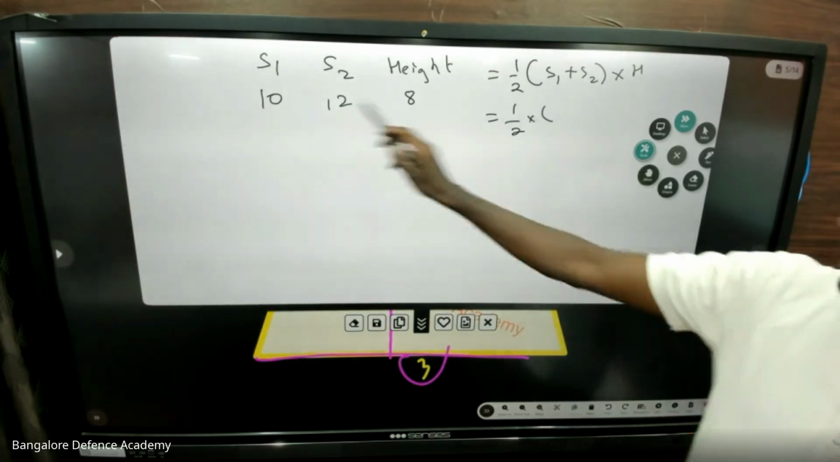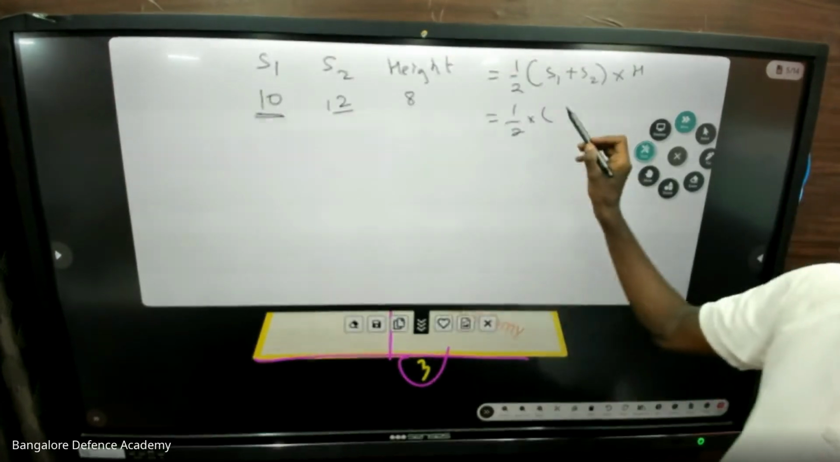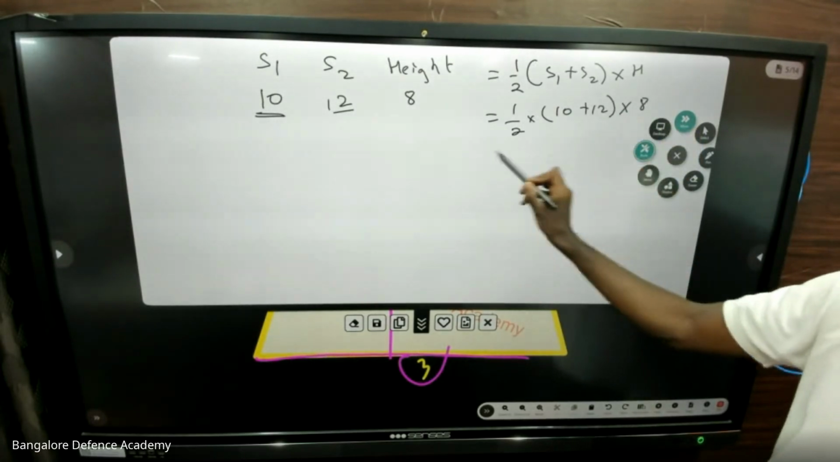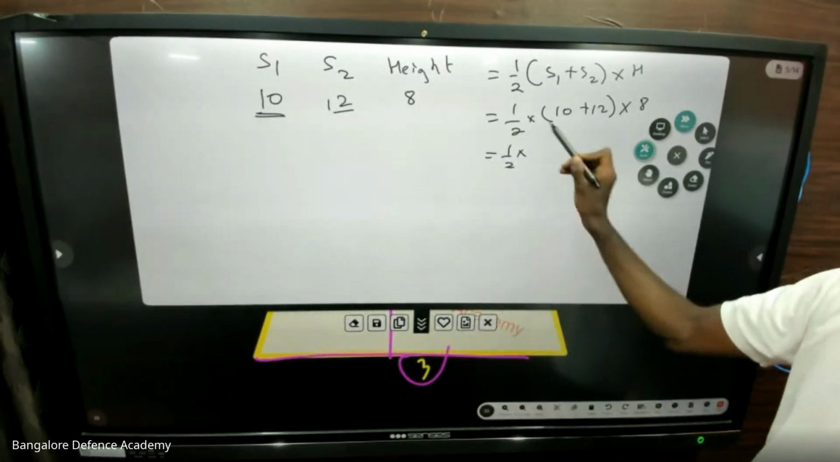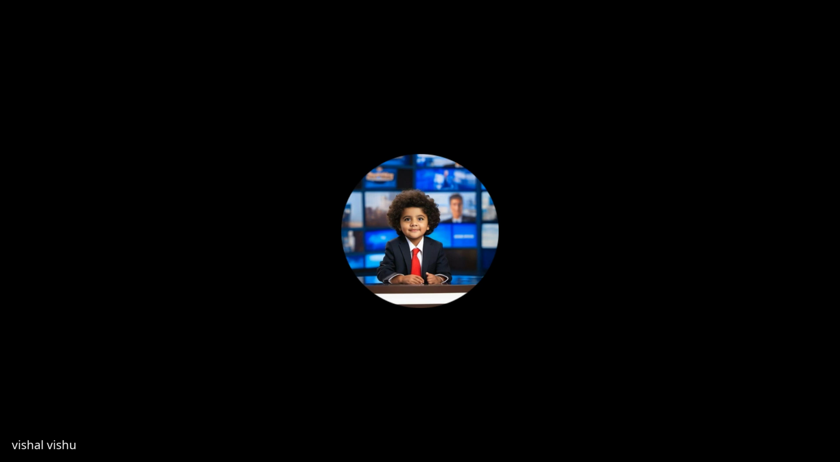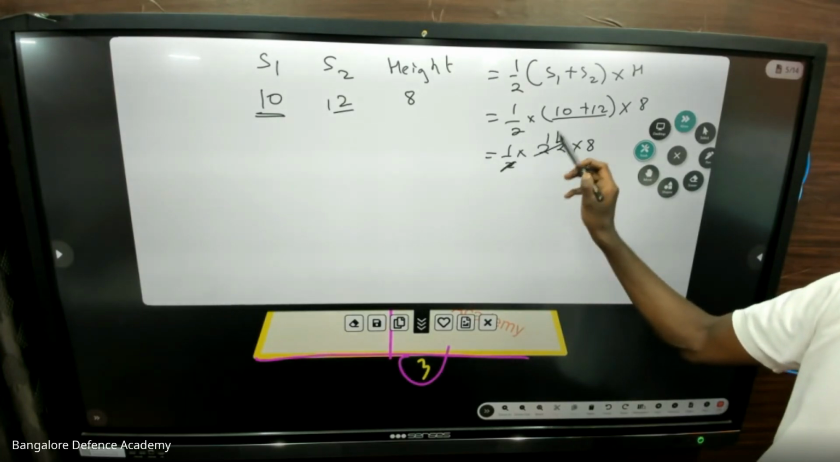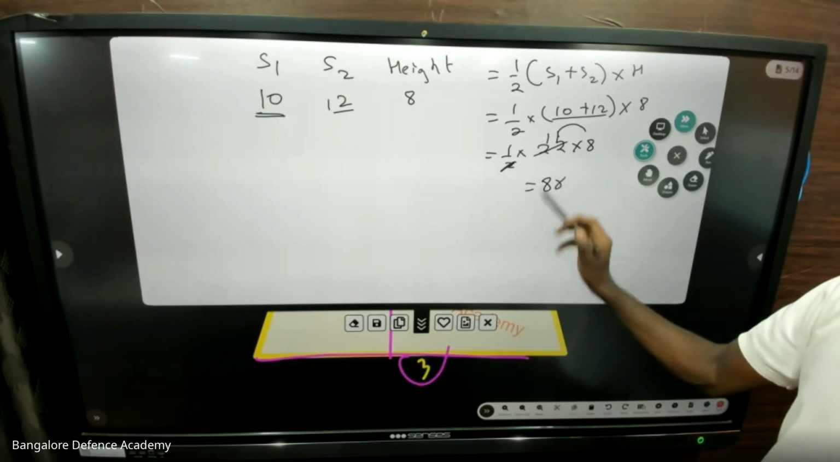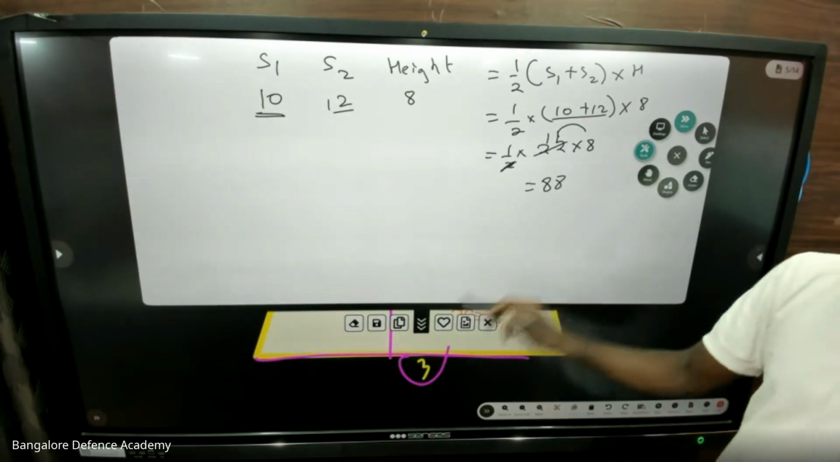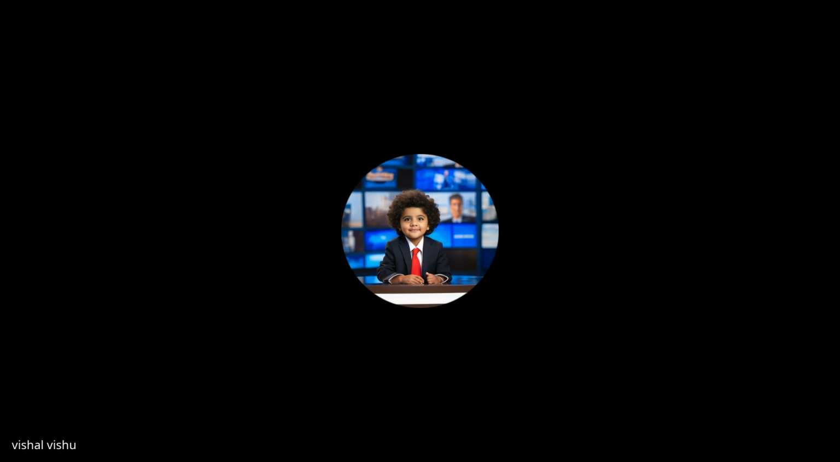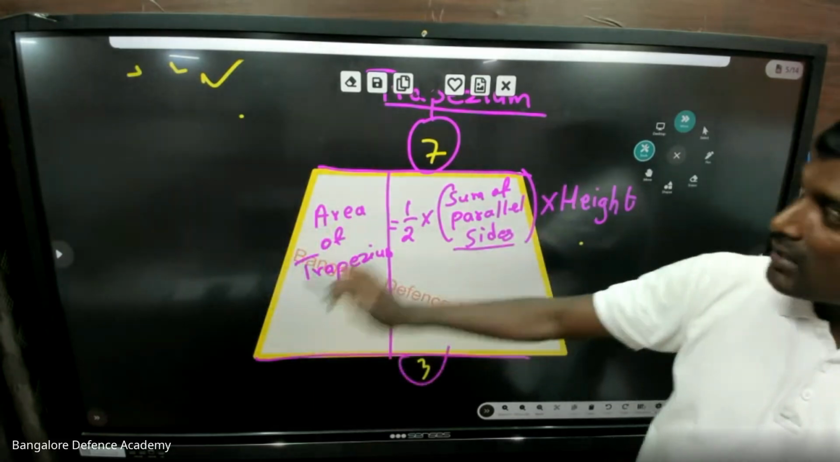This is the formula. What do I do? Half into 10 plus 12 in bracket into 8. This is the height. So half into 10 plus 12, how much is that? 22. 22 into 8. Now can I cancel? 2 ones are 2, 2 elevens are 22. 11 into 8 is how much? 88. So this is the area of the trapezium.